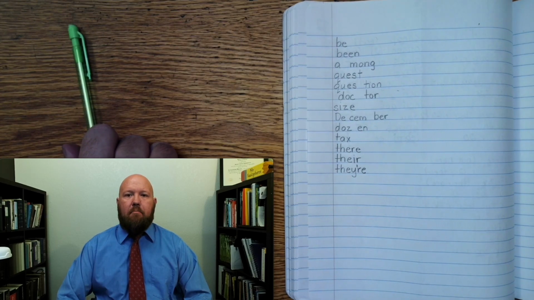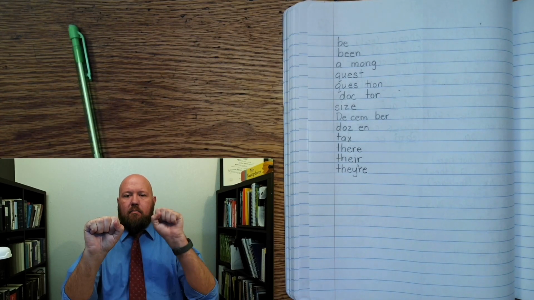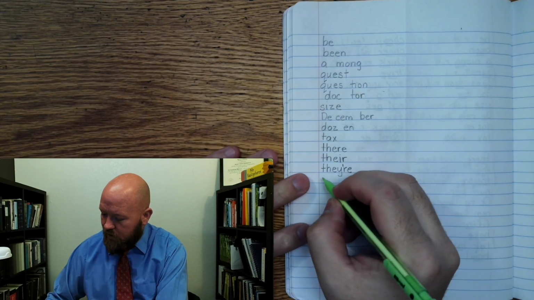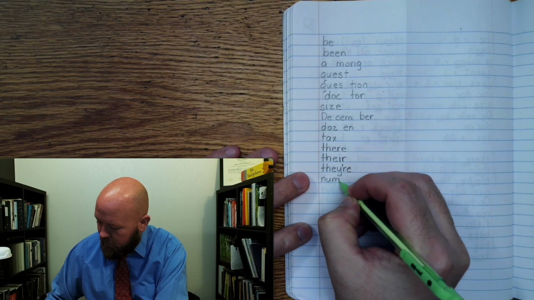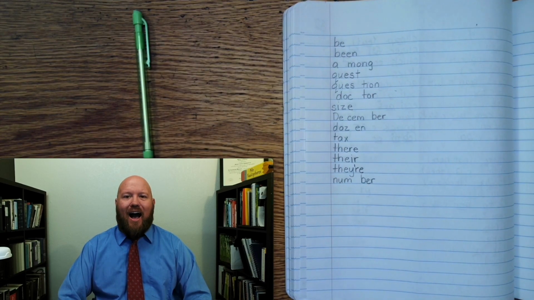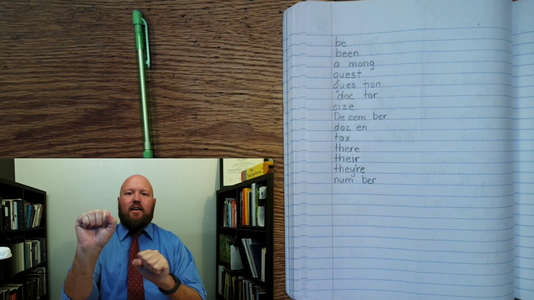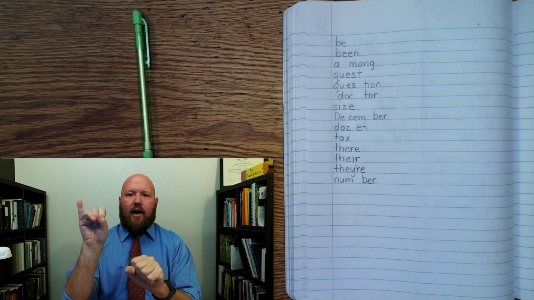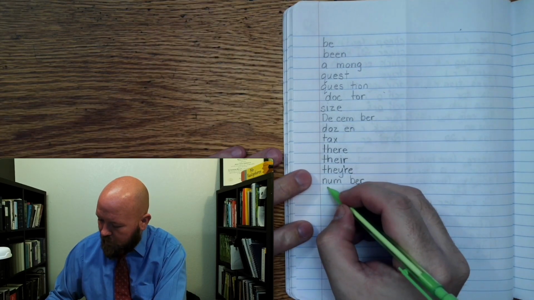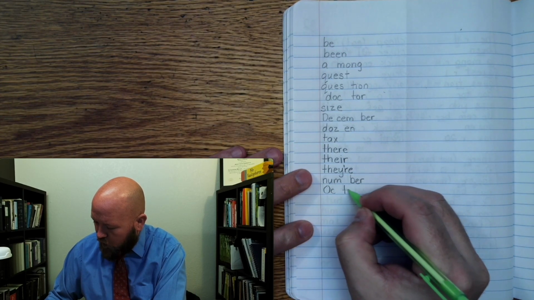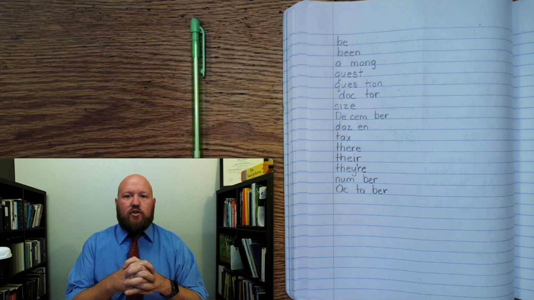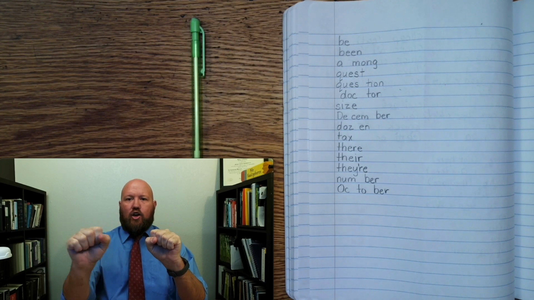Next word, number. Number. Num-ber. N-U-M-B-E-R. Number. Next word, October. October. October. Next word, reason. Reason.